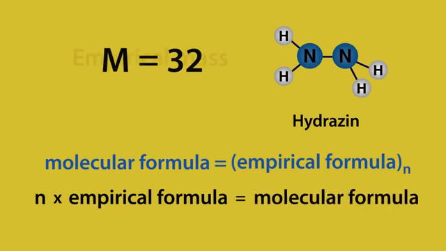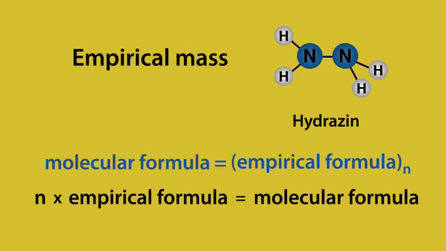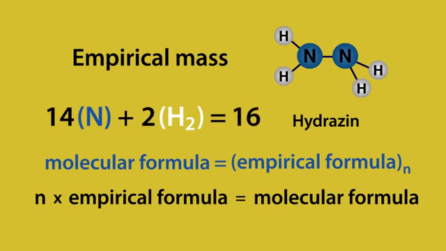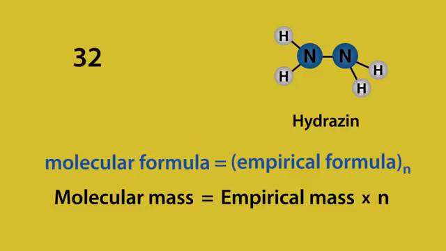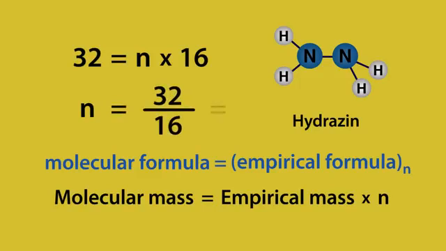I have coined the phrase empirical mass to describe the mass of the empirical formula. So in this case, we have nitrogen, which is 14, plus hydrogen, which is 2, giving us 16. Now, just as the molecular formula is the empirical formula times N, the molecular mass is the empirical mass times N. So, molecular mass of 32 is N times the empirical mass, 16. Therefore, N is 32 divided by 16, or 2.